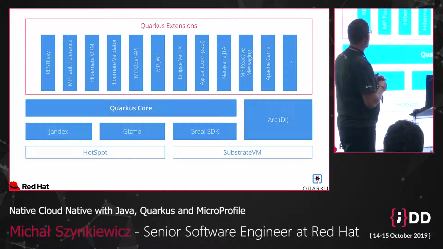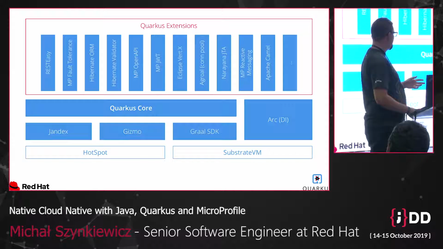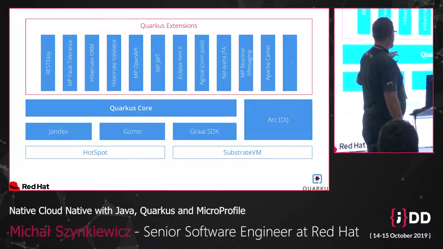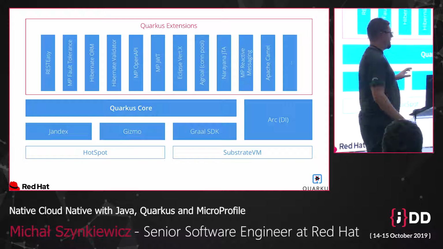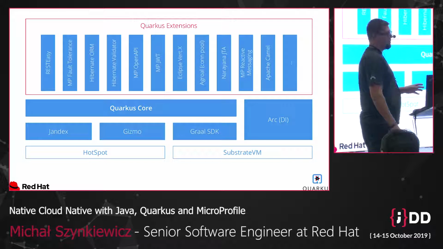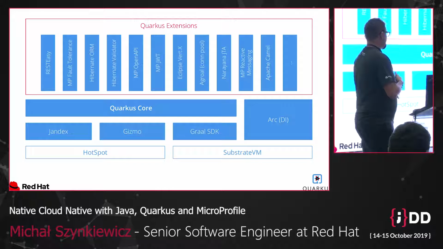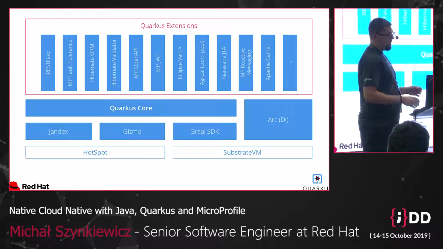So there are Quarkus extensions like RestEasy or Hibernate, etc. Beneath that is Quarkus core, which provides tools for registering for reflection, etc. This in turn uses Jandex for indexing classes, annotations, etc., Gizmo for class bytecode manipulation, and the Graal SDK itself. And there's also a piece called Arc, which is a dependency injection implementation, almost a CDI implementation. And as I said previously, you can run it both on a normal JVM and natively.